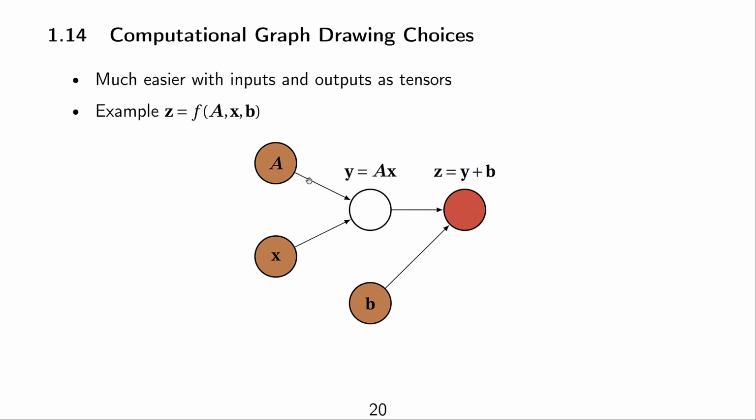Now here along these edges there are tensors that travel. So there's a matrix that travels along this edge, a vector that travels along this edge, and a vector that travels along this edge. So this saves a lot of space and is conceptually probably also a lot clearer.